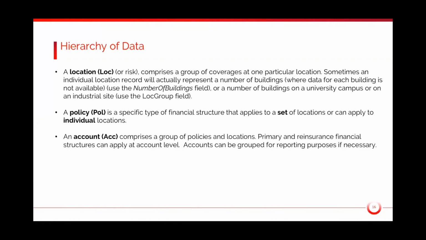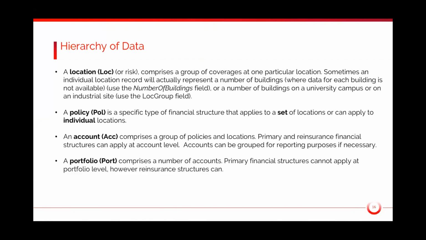The next level up is an account. An account comprises a group of policies and locations, and this is where primary reinsurance structures can start to be applied at the account level. And then the final level is the portfolio. The portfolio is generally your highest level of data, and this is comprised of a number of accounts, sometimes thousands of accounts, and with large books of business, millions of locations. At the portfolio level, this is where we can see the main reinsurance or the large cat layered reinsurance structures applied to cover losses at an event level.